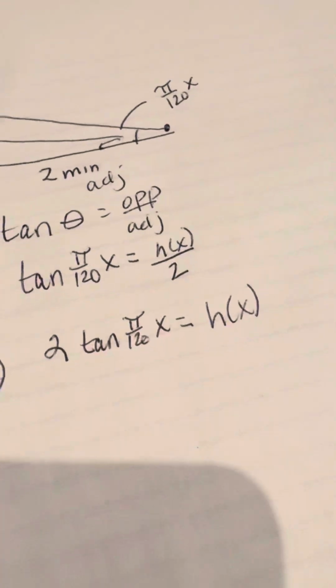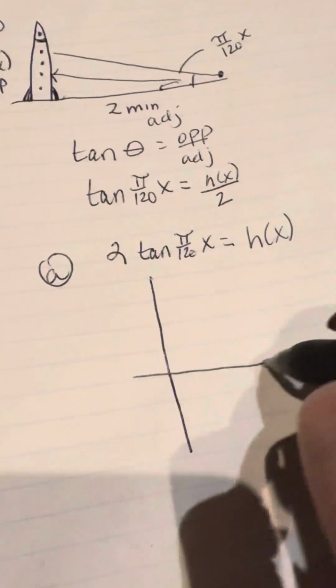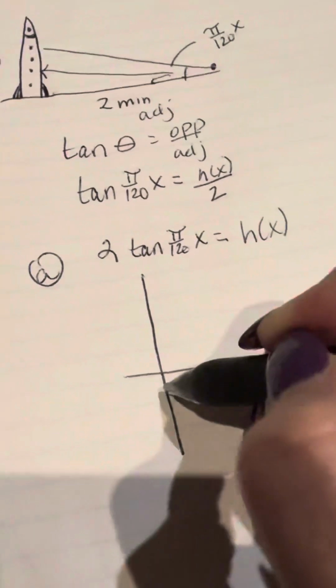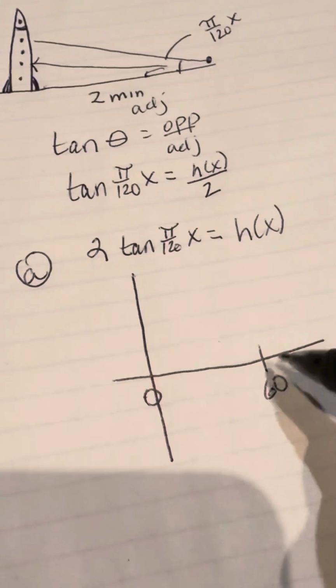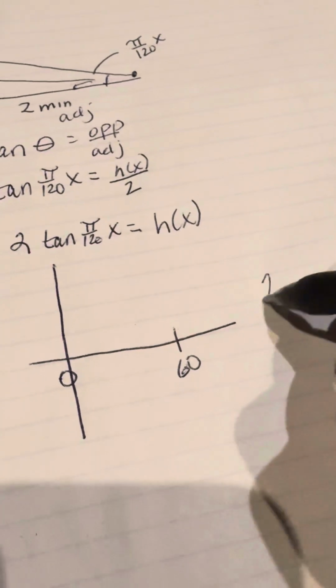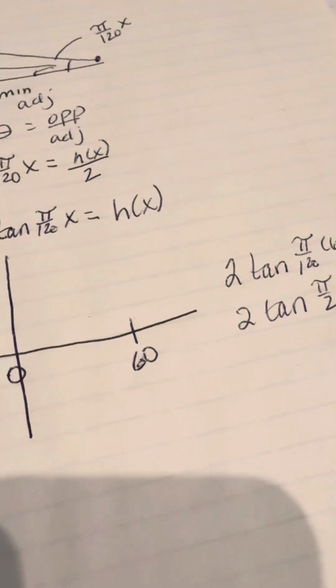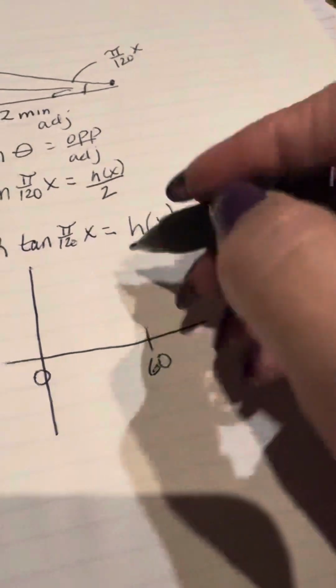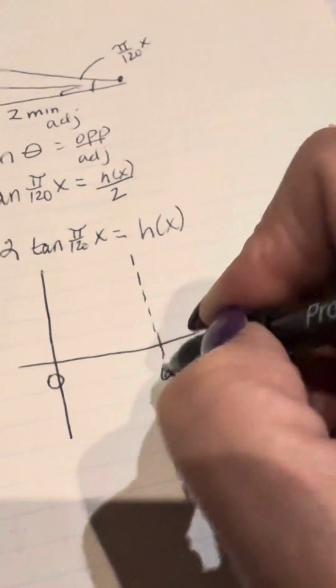So that's part A. Then they want us to graph that from 0 to 60. When I put in 60 here, we have 2 times the tangent of pi over 120 times 60. Pi over 120 times 60 is pi over 2. Well, we know what happens at pi over 2 for tangent. There is a vertical asymptote there.